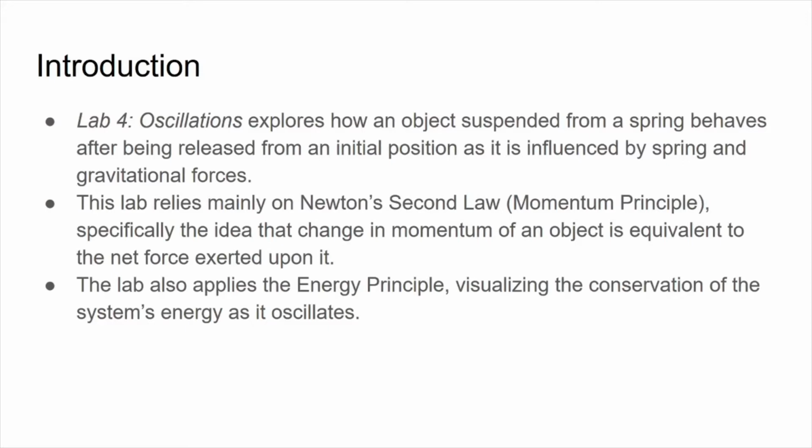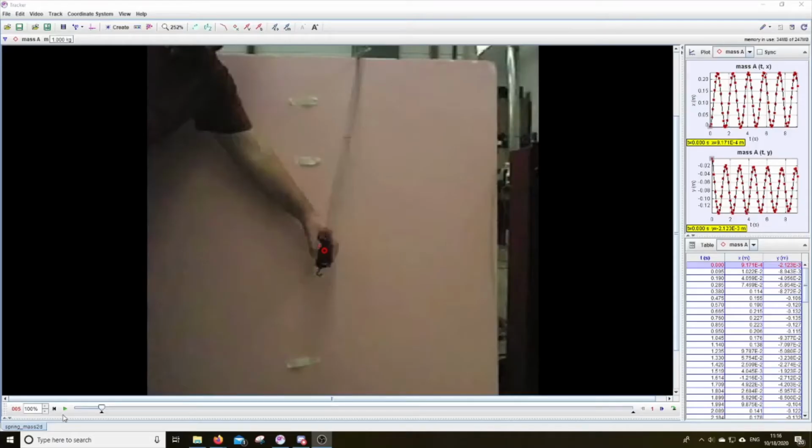So we use the motion that we observe to calculate a changing momentum, and then use that to estimate the forces that are acting upon the object. And this lab also incorporates the energy principle, where we use our motion to estimate the different energies in the system, and we can use those to visualize the conservation of energy in the system as the motion proceeds. So let's go ahead and take a look at this motion in Tracker.